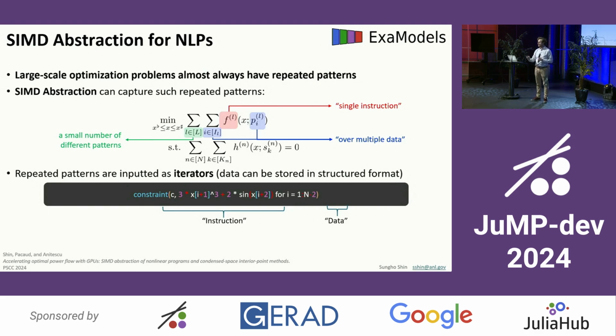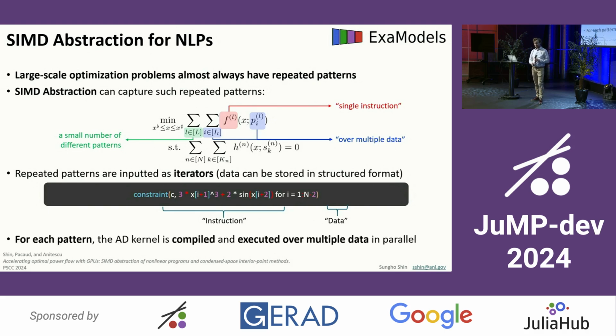Format-wise, that repeats that structure, so some sort of iterator. And for each pattern, they compile an AD kernel that can then be executed over the data, so they can have parallelized AD routines, and they only have to compute a few of those for the different patterns that they find.